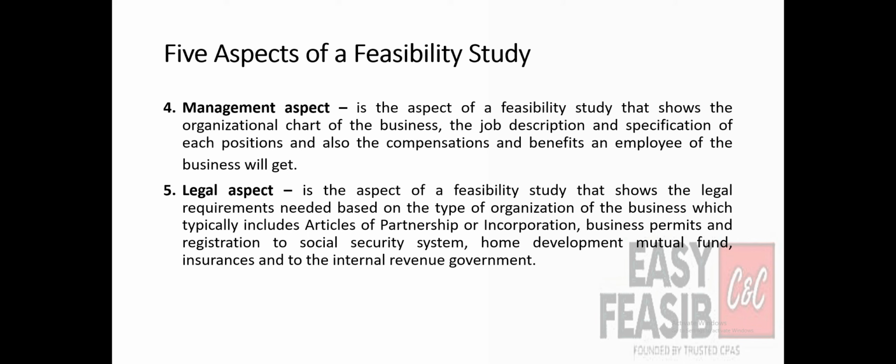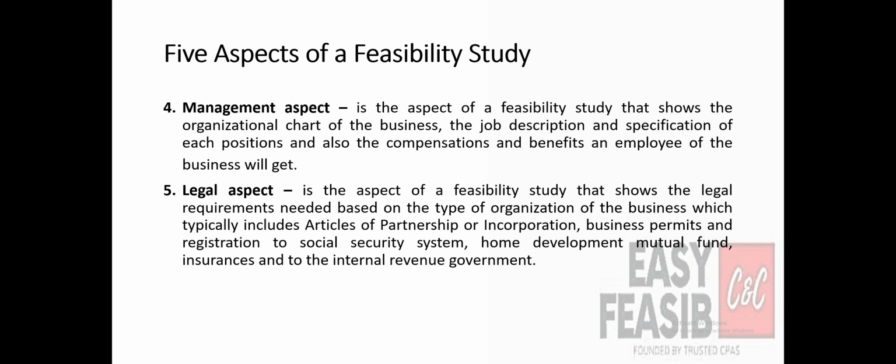Number 4 and 5 is the management aspect and the legal aspect. Management aspect is the aspect of a feasibility study that shows the organizational chart of the business, the job description and specification of each positions and also the compensations and benefits an employee of the business will get. Legal aspect is the aspect of a feasibility study that shows the legal requirements needed based on the type of organization of the business, which typically includes articles of partnership or incorporation, business permits, and registration to Social Security System, Home Development Mutual Fund, insurances, and to the Internal Revenue Government.